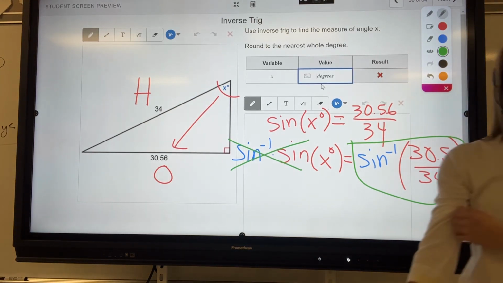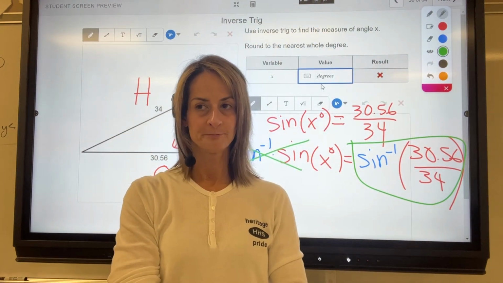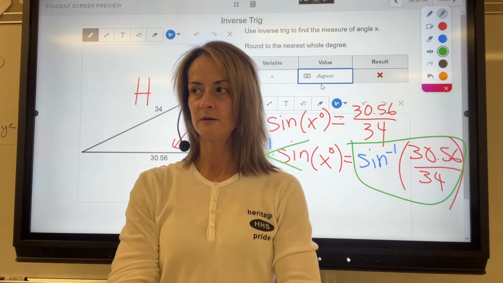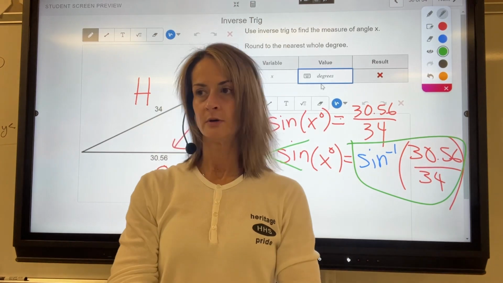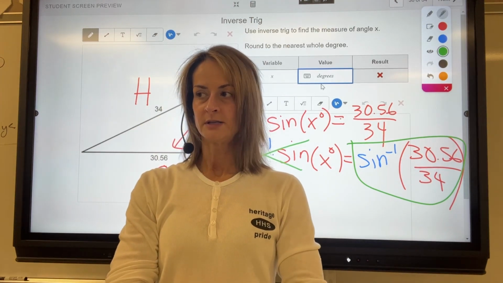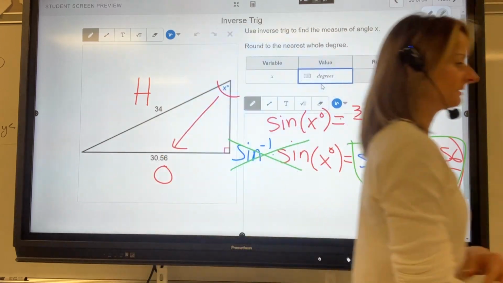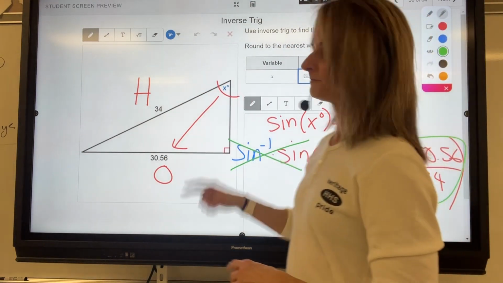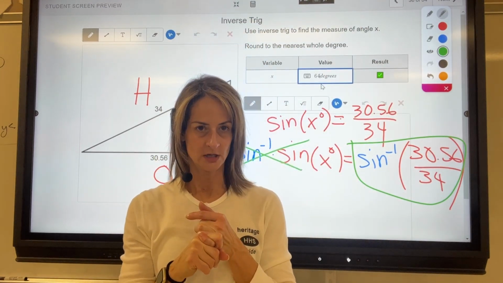It says round to the nearest whole degree. So we need a whole number. What do you get? 30.56 divided by 34. Inverse sine of? 64. 64, and that's rounded to the nearest whole? Yeah. Okay, let's try it. 64. Nice. That's the measure of that angle. So if you're trying to find the measure of an angle, you need inverse trig.